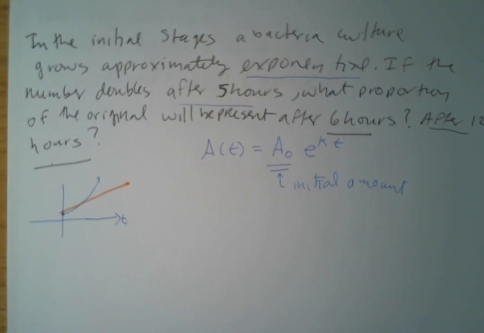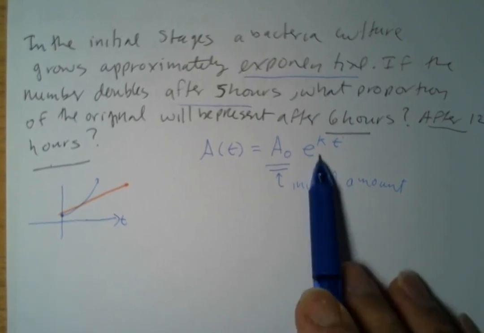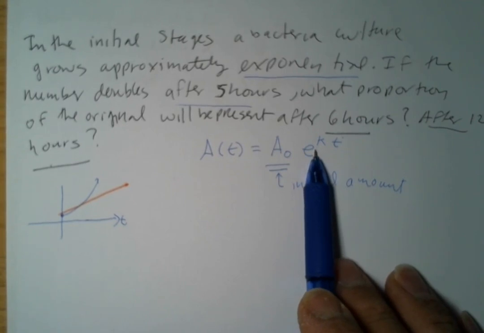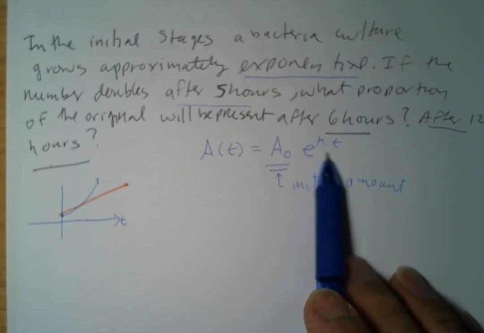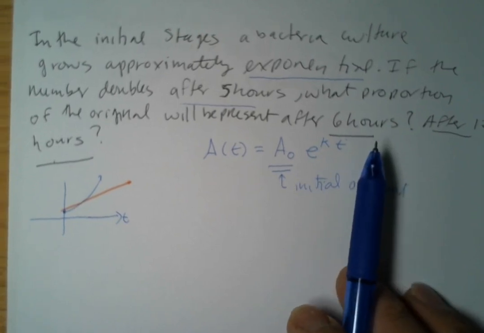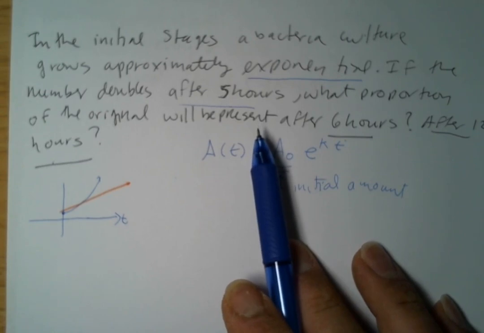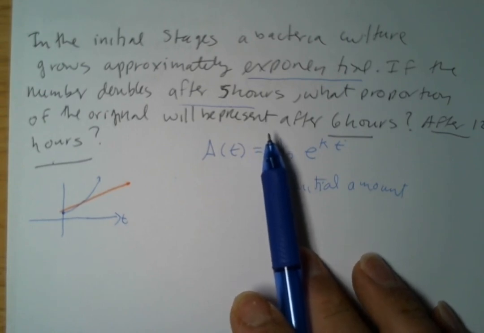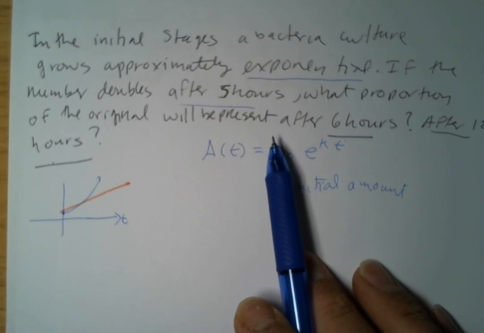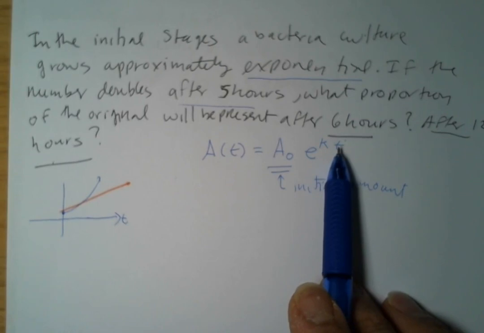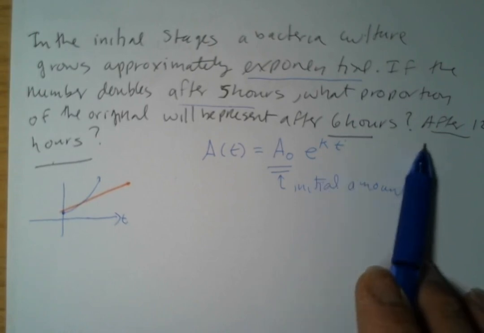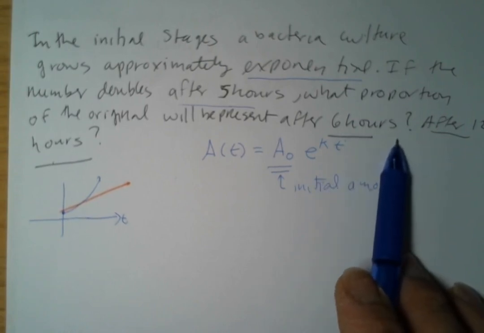K is usually our growth rate. If it's positive, it's growing. If it's negative, it's representing decay. Here, k is some positive value because it's a growth function. If we were dealing with decay, which we'll do in the next example, we would have some negative value. But for now, these problems are usually in 2 steps, or sometimes 3, and here they ask us 2 different values.